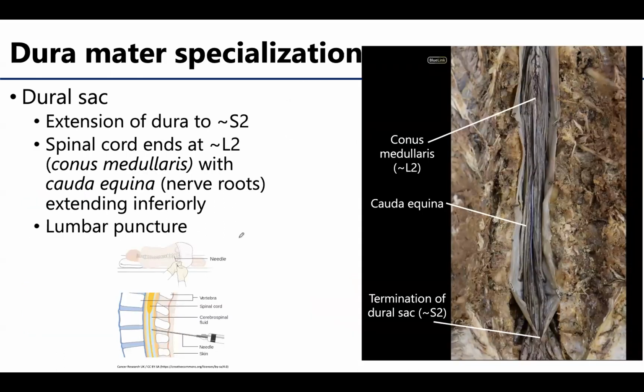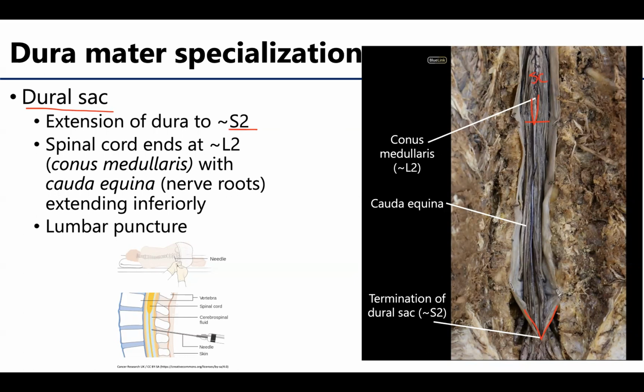All right, so let's start with the dura mater in terms of specializations, and there's two that I want to discuss. The first is going to be the dural sac. So the dural sac actually extends from the foramen magnum, so right at the bottom of the skull, all the way down to approximately S2, or the second sacral vertebral level. All right, so you can see kind of where it ends right here. And S2 is actually well past where the spinal cord actually ends, which is about at the L2 level, at the conus medullaris. So you see the spinal cord ends well before the dural sac ends.